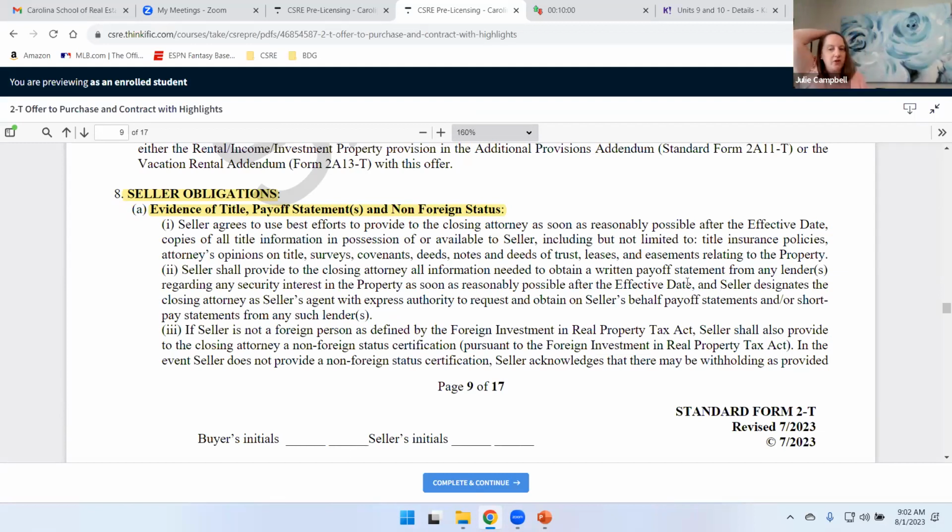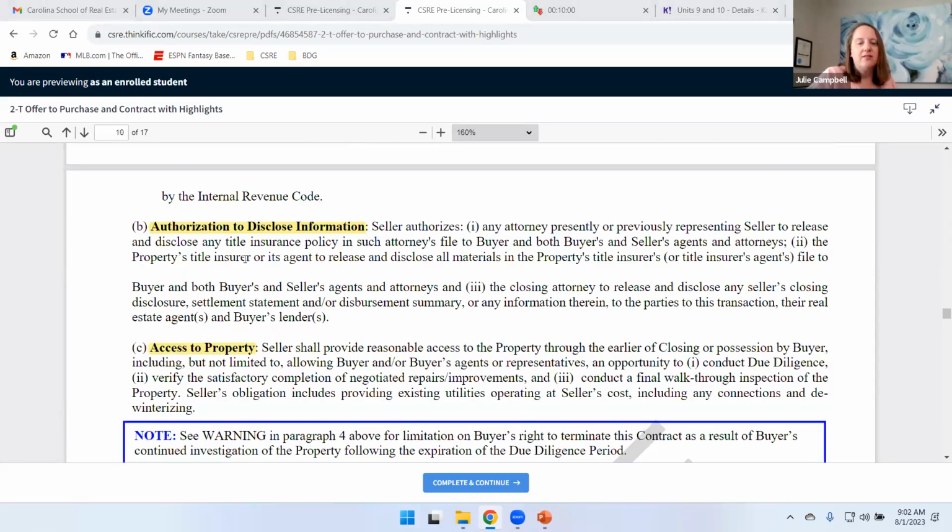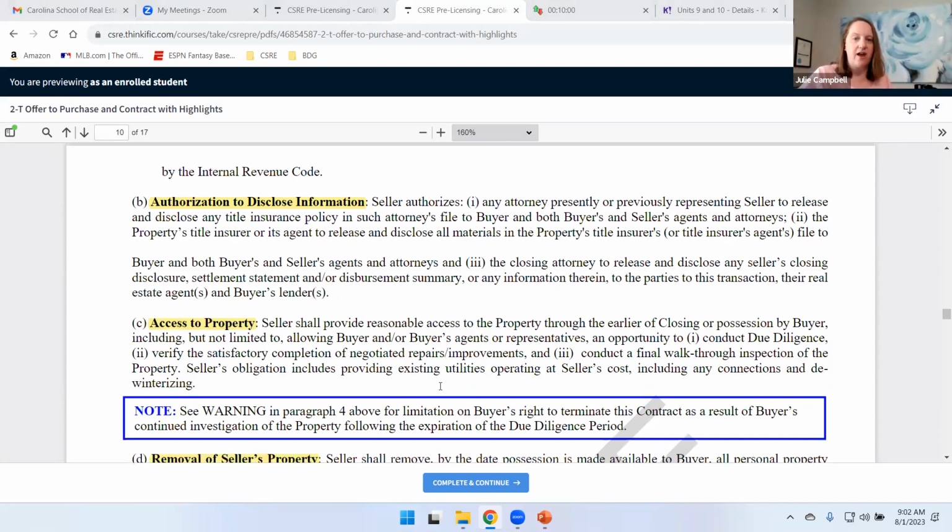So we just talked about, as a brief review, various things that the contract says that the seller is responsible for. What are their obligations? So they have to provide evidence of clear title, provide any payoff statements, prove if they're a non-foreign status or not. This affects tax purposes, those sellers that may or may not have a foreign investment in Real Estate Property Tax Act. We talked about the seller's obligation, the authorization to disclose the information. So providing whomever needs a copy with the contract.